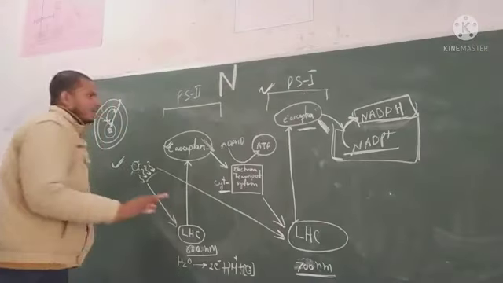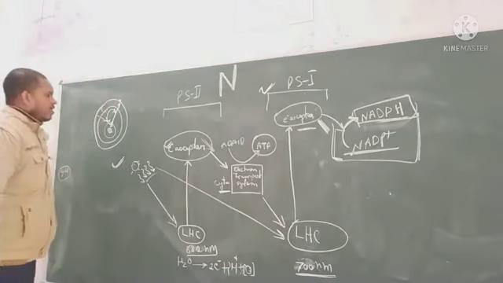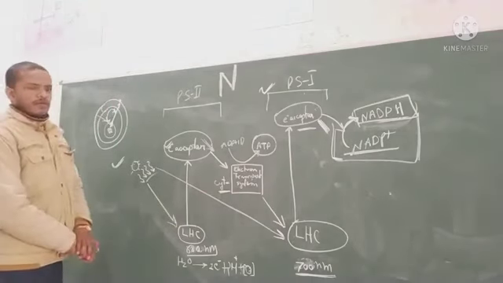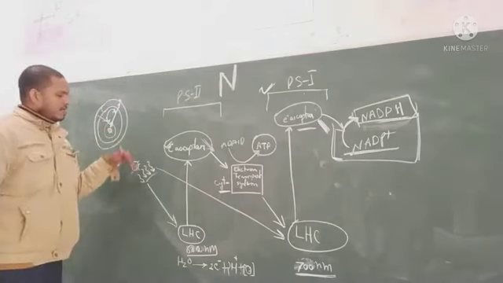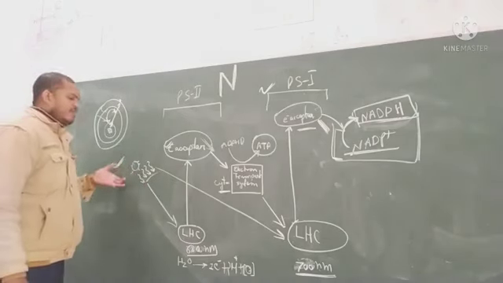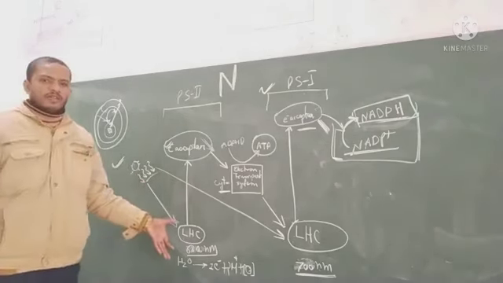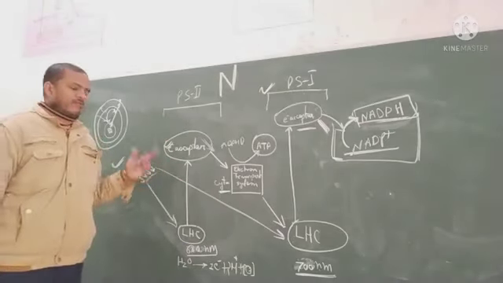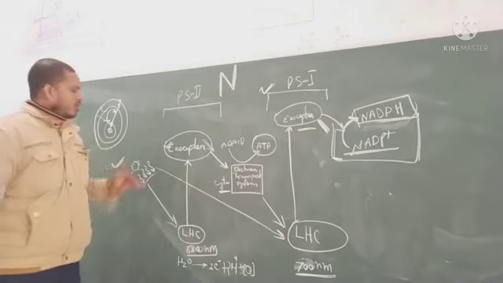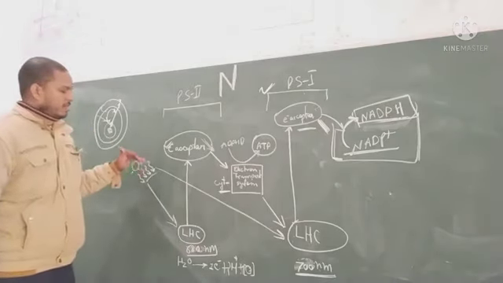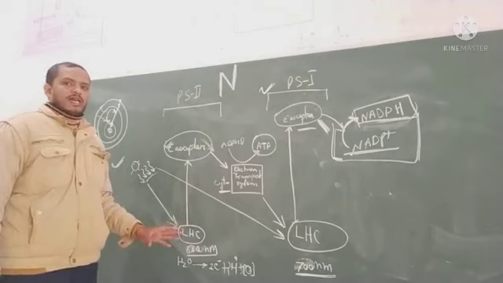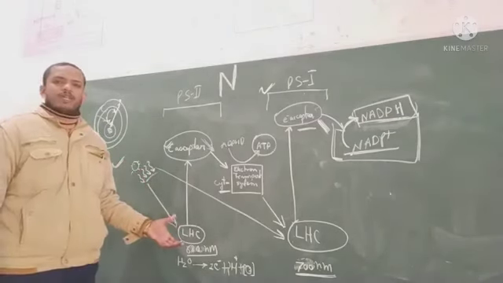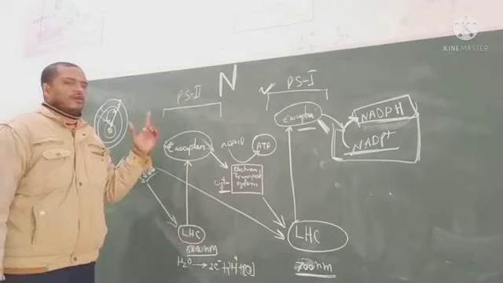Okay, once again we are going to revise it. What happened? Light from the sun travels in the form of quanta, and when that light falls on the light harvesting complex of photosystem 2, which absorbs red light of 680 nanometer, the light causes excitation of the electrons of the light harvesting complex of photosystem 2.